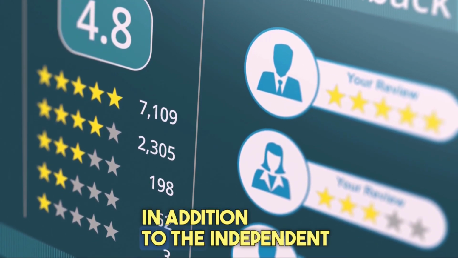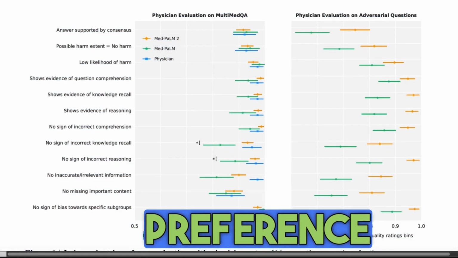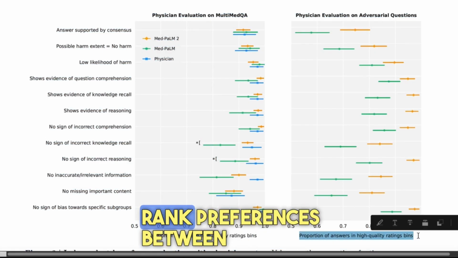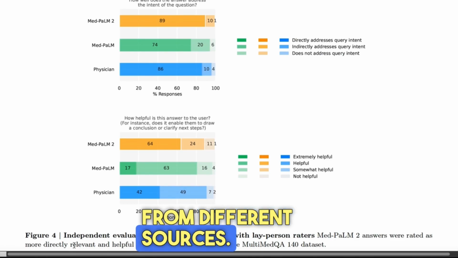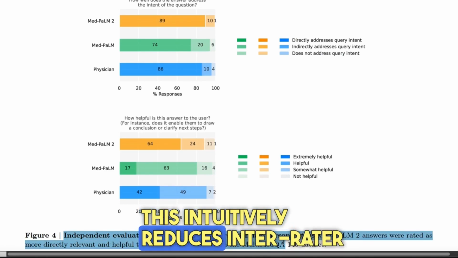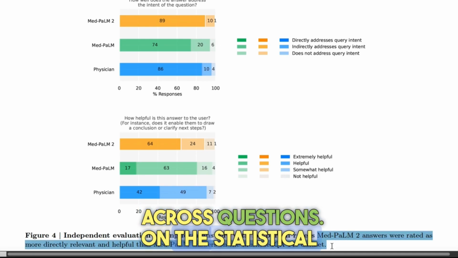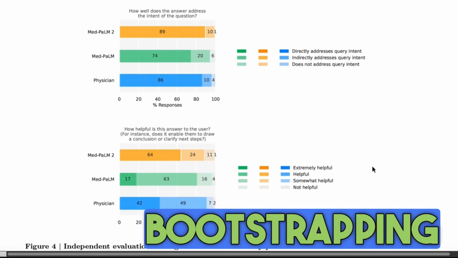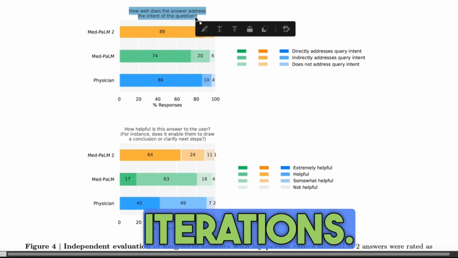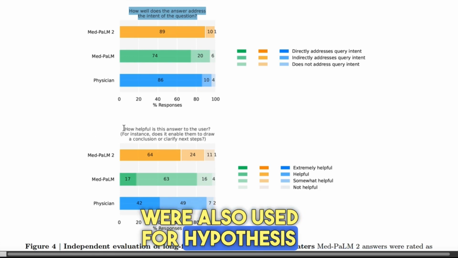In addition to the independent evaluation of each response, a pairwise preference analysis was performed to directly rank preferences between two alternative answers to a given question. Raters were presented with a pair of answers from different sources. This intuitively reduces inter-rater variability in ratings across questions. On the statistical side, confidence intervals were computed via bootstrapping in 10,000 iterations. Two-tailed permutation tests were also used for hypothesis testing.